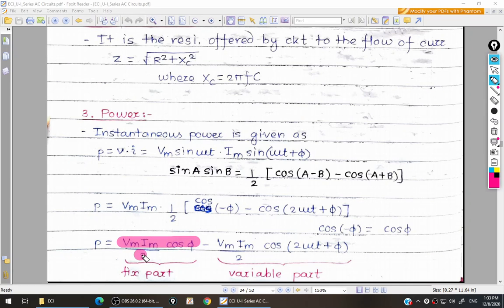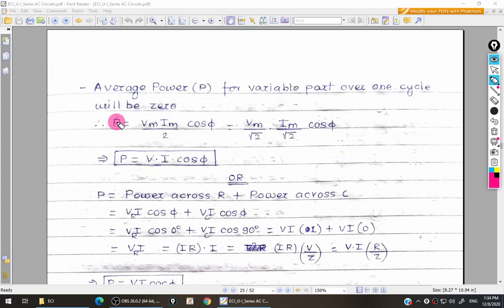If we take integration of this instantaneous power, we get average power. If we integrate this second term, the integration will be 0 because the integration of the variable part is always 0. So we are considering only the fixed part for calculating average power. After integrating the previous equation, the average power comes out to be Vm Im by 2 multiplied by cos phi.